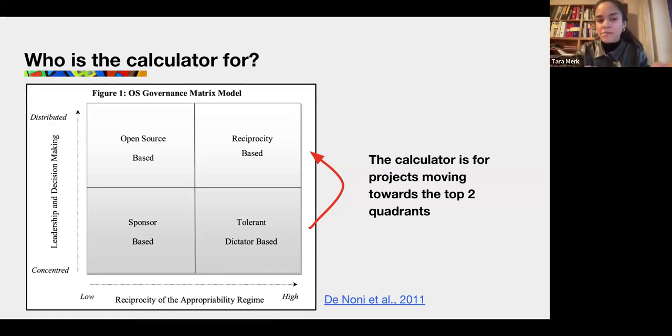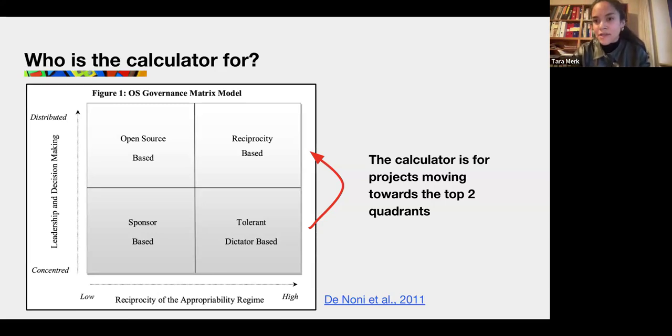Now, the bottom two quadrants are those types of projects where we have more centralized governance systems that could either be sponsor based, so that would be an open source project that was started by maybe a company or some sort of pre-existing organization that is predominantly maintained by people working for a certain company, who get part of their salary and time working in that company to contribute to that open source project.